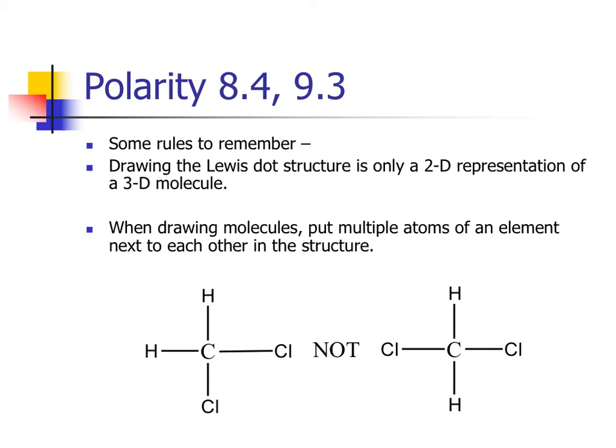Drawing it out the wrong way on the right makes it difficult because if we draw it out that way, it looks like the chlorine are pulling equally on each other. It looks like the hydrogen are pulling equally on each other.